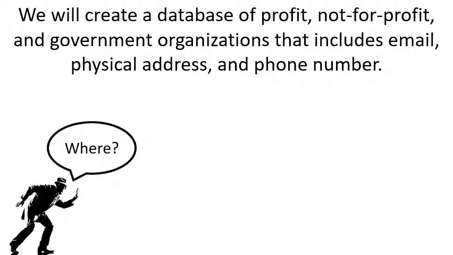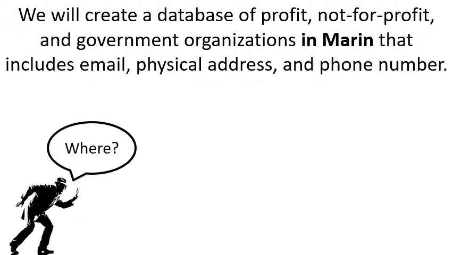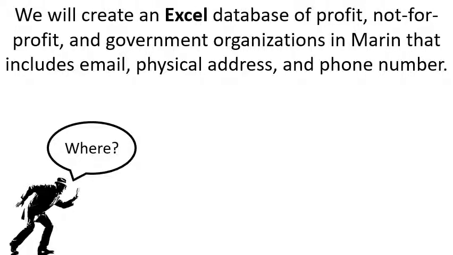And then finally, old-timey detective is going to pop up and he's going to ask us where. Where are the organizations that we're interested in? And we're going to say in Marin. He could have also meant where are we going to create the database, and we can add in Excel. Look at that. Even by just going through this simple process, we've already made our goal so much more specific, so much less vague. And you can see just by looking at this, you would have such a clear idea of what you're trying to accomplish if someone asked you to do this for them.